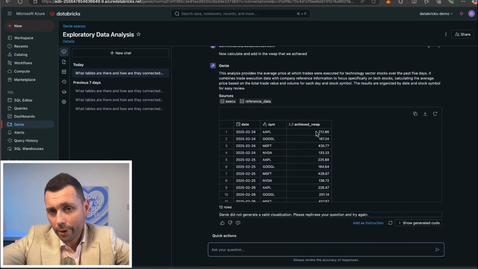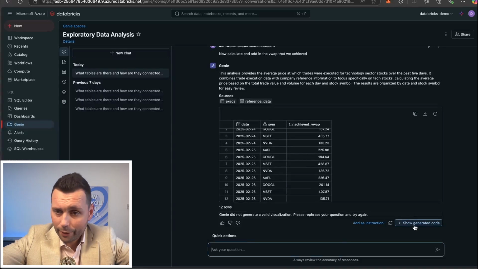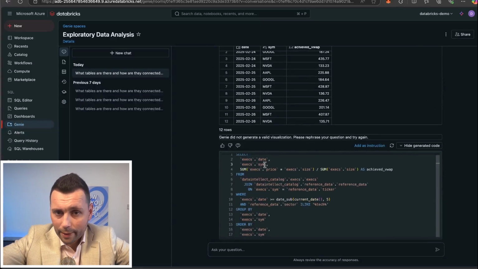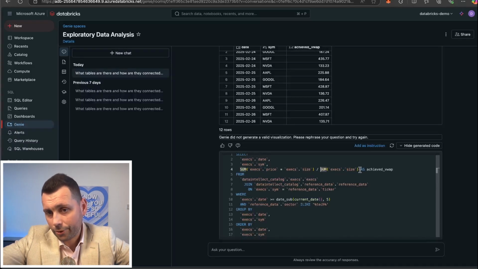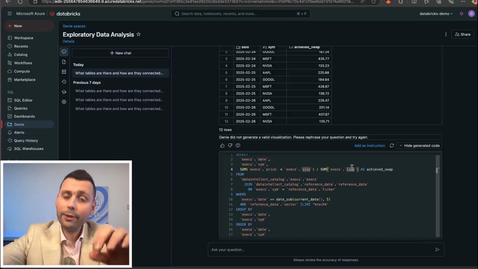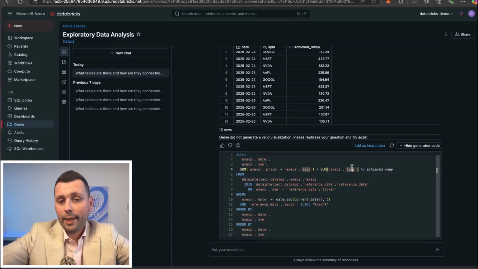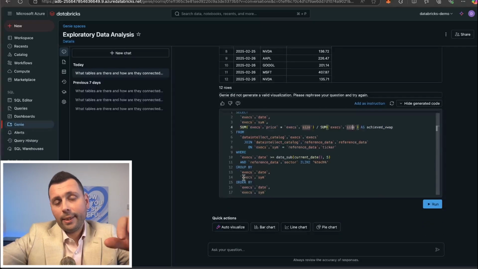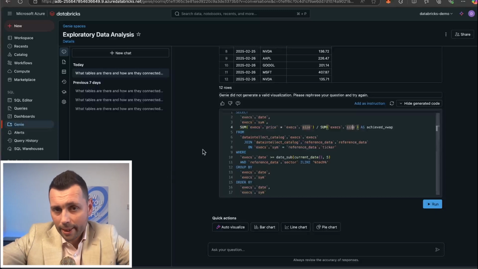So we have our achieved VWAP, and if we look at our generated code, it summed the execution price and the execution size and divided it by the execution size as achieved VWAP. So it didn't use the previous function because of course in the executions table it didn't have those specific columns, but it understood how to calculate the VWAP for the executions table.